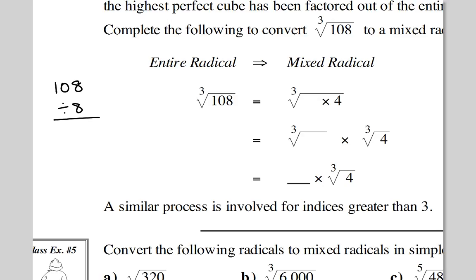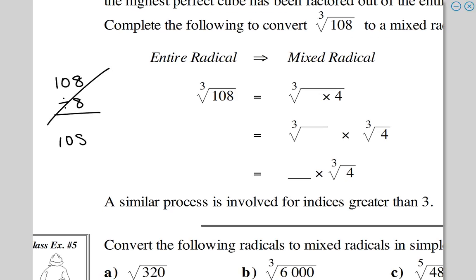What did I get here? Somebody help. 13.5? So 8 won't work. Decimal involved. Next cube on the list is 27. Try this one. 4? Okay, and then look at this answer, 4. Is there any factors left inside of 4 that might be cubes? So we can stop there. We know it's going to be 27.